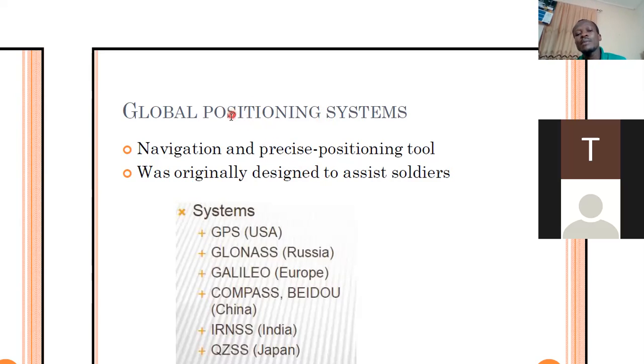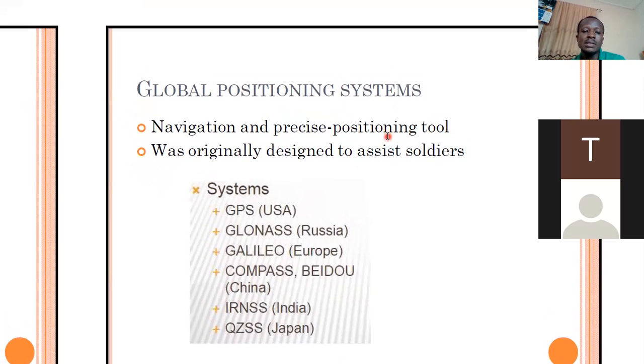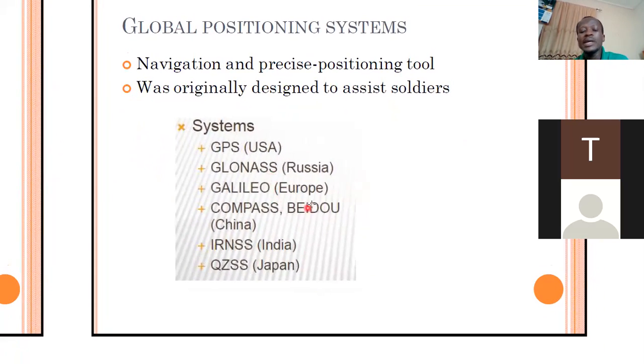So the actual full name of GPS is Global Positioning System. Is that okay? And it's a navigation and precise positioning tool. The GPS was actually developed by the US Department of Defense, and other countries followed suit. They all wanted to develop their own type of global positioning system. So the Russians called it GLONASS. Europe called it Galileo. Compass, Beidou by China, IRNSS by India, QZSS.